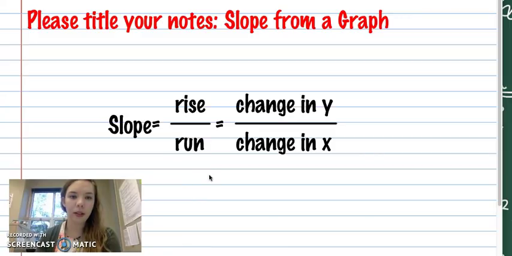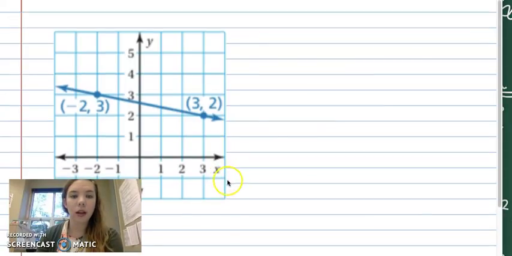So for our purposes today, your title is slope from a graph, and we're also going to write that slope is equal to rise over run. That means slope goes up or down first, and then left or right. We also refer to slope as change in y over change in x. Y is always on the top, rise is always on the top, x is always on the bottom, run is always on the bottom.